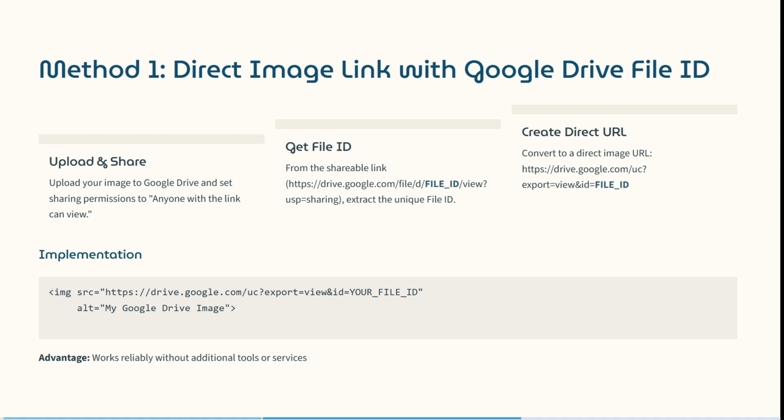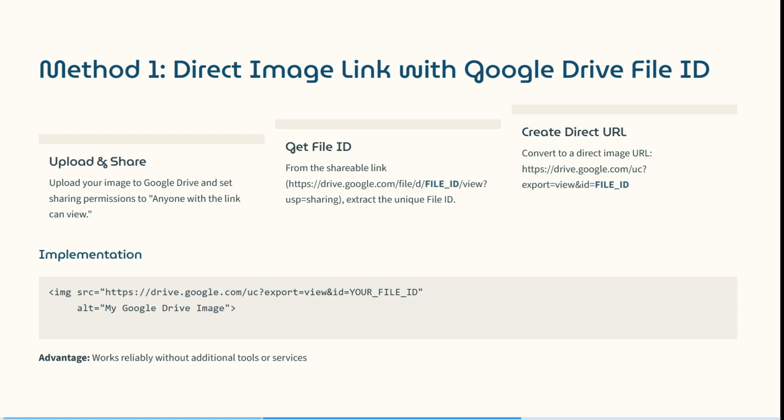So the first thing you need to do is upload your image to Google Drive and set sharing permissions to anyone with the link. All right, and then you'll make sure that the permissions are set to view only. You then need to get a file ID. So from your shareable link, which will look like this, after the D/, that is your file ID, and it ends just before /view. All right, and then you need to create a direct URL.